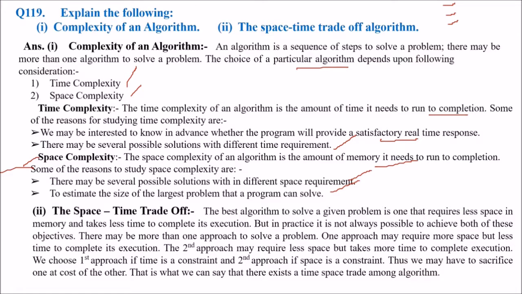Now, what do we mean when we say space-time trade-off algorithm? So the best algorithm to solve a given problem is the one that requires less space in memory and takes less time to complete its execution. But in practice, it's not always possible. So there may be more than one approach to solve a problem. One approach may require more space but less time to complete its execution. The other approach may do the vice versa. So we choose the first approach if time is a constraint, and the second if space is a constraint. So we may have to sacrifice one at the cost of the other, and this is where we can say we are doing some time-space trade-off.